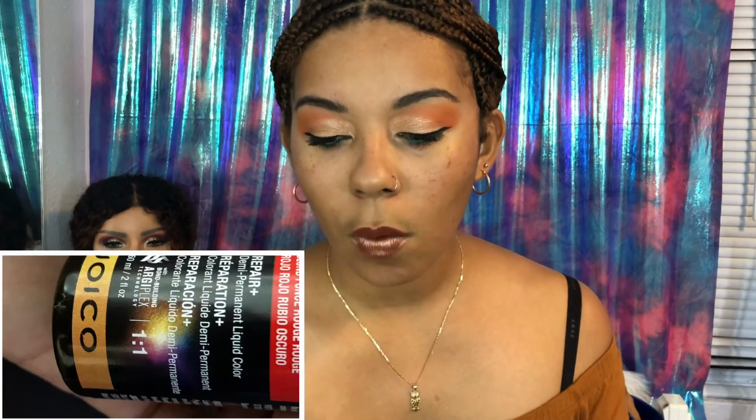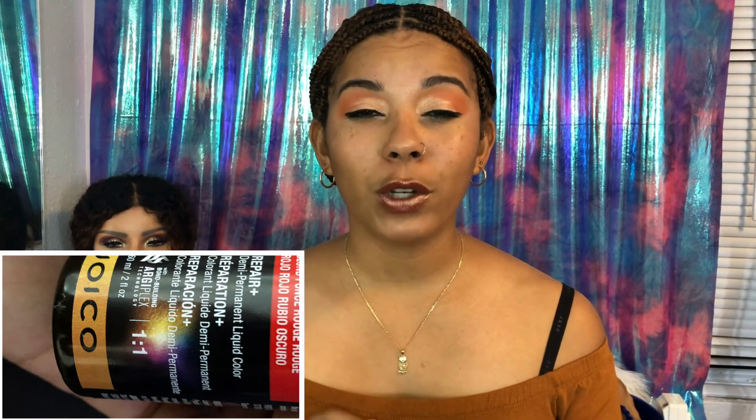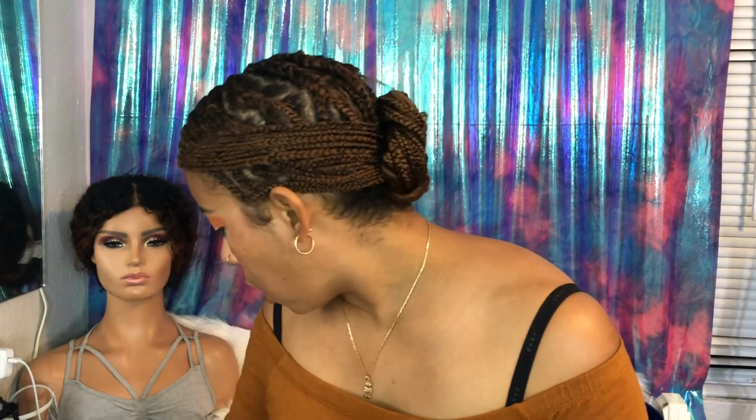Okay, so it's always important to look at the side label when purchasing your hair dye, because you don't want to purchase this hair dye right here and only get a container of developer that's like this size, because it may not be enough.